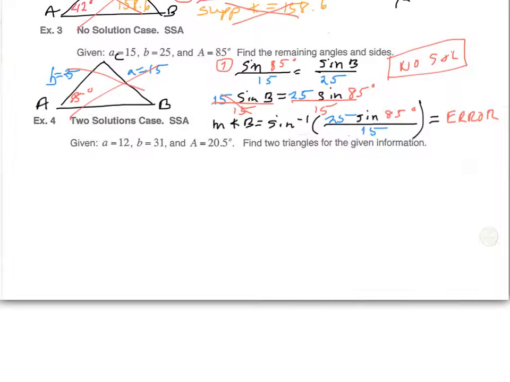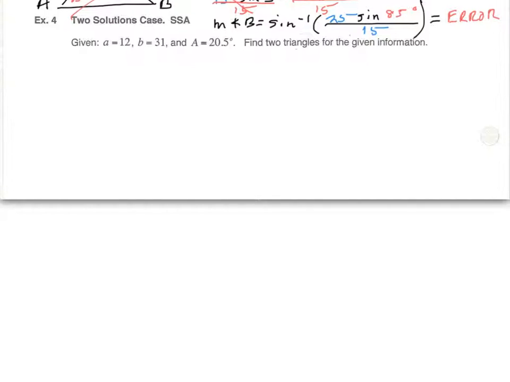Okay. Now, two solution problems really aren't that much extra work. You might think that they are, but they're really not. They really create one extra step, and that's really it, one extra step. So again, I've been given two sides and an angle, and I have a side opposite my angle, so I can use law of sines.